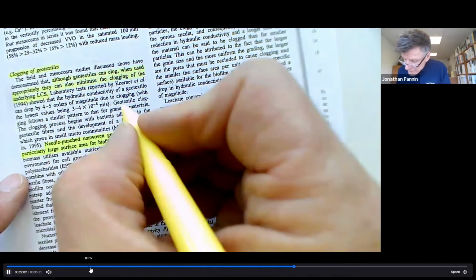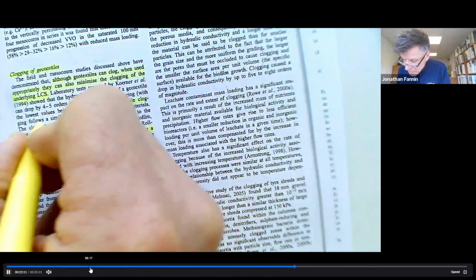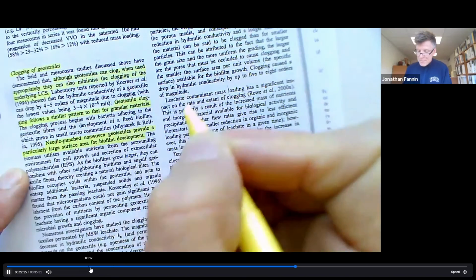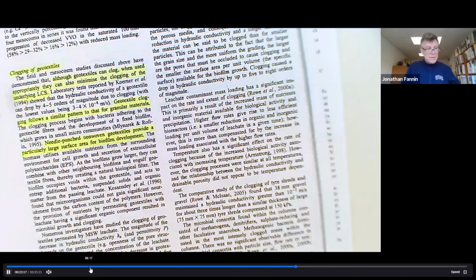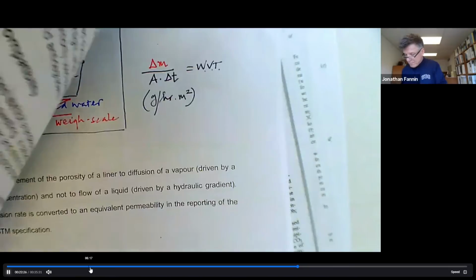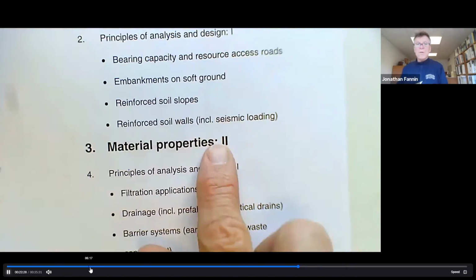But everything clogs in a similar way. Geotextile clogging follows a similar pattern to that for granular materials. Right? And buried in your notes, this is a point I wanted to make. Let me take you back to this page, which was from the notes on material properties.